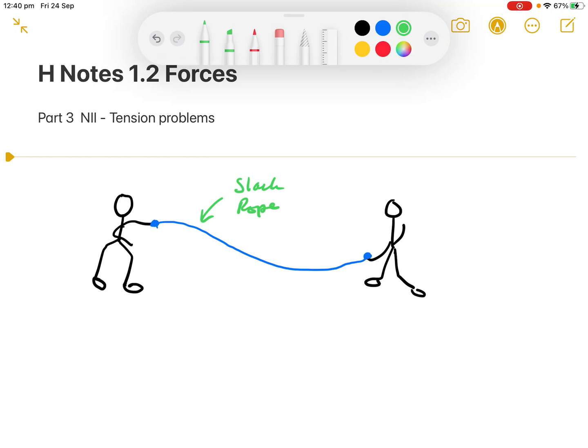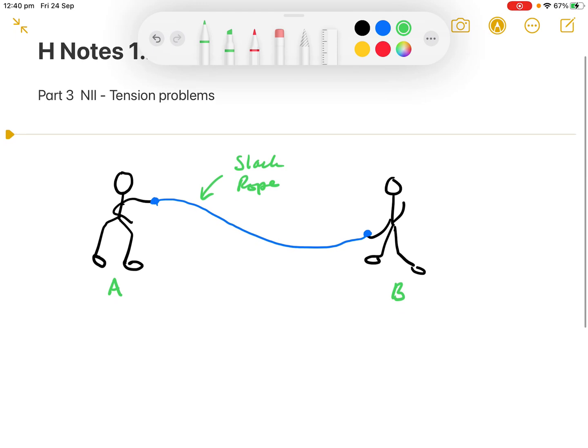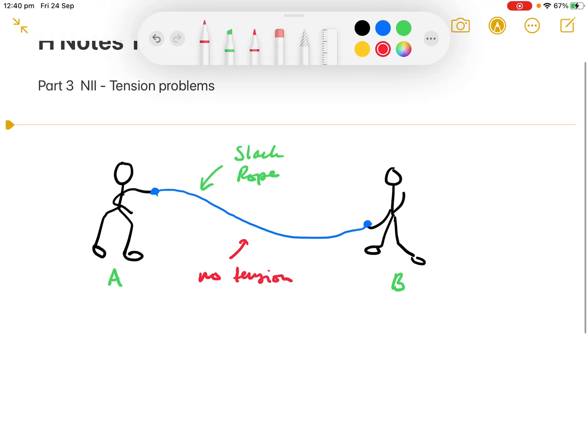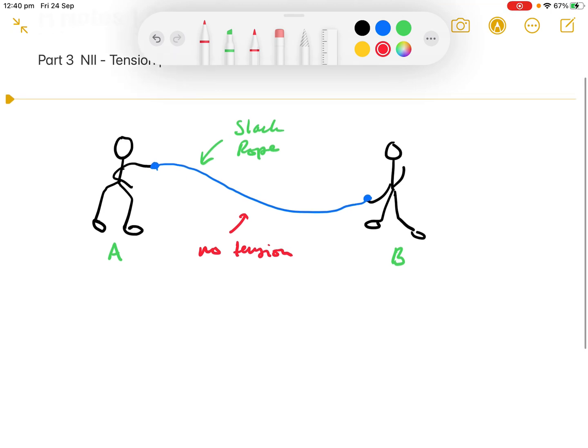Well, if the rope is slack, what that means is that person A is not pulling on person B with a force, and he certainly can't push with a non-rigid object like a rope anyway. But because the rope is slack, person A is not pulling on person B. So there's no force being transmitted through the rope, and we say that the rope is slack. Another way of saying that is that there is no tension in the rope.